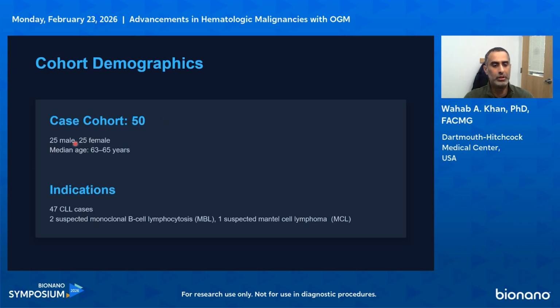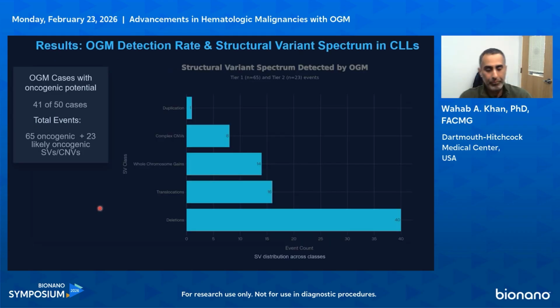They were equally distributed between males and females. Median age, they were the more elderly population, 63 to 65. Indications spanned, the bulk of these were CLL cases, but we did include some suspected CLL versus other MBLs or MCL type cases just to give a bit more of a natural flow to these indication types as they can be presented. And so now I'll get into some of our results.